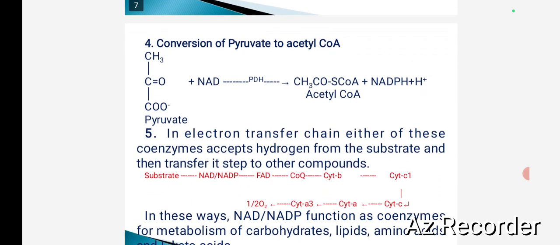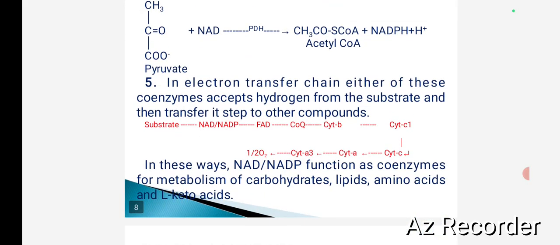Fourth example is conversion of pyruvate to acetyl-CoA. Pyruvate reacts with NAD in the presence of pyruvate dehydrogenase to form acetyl-CoA and NADH plus. Fifth example is in the electron transport chain, where either of these coenzymes accepts hydrogen from the substrate and then transfers it step by step to other compounds.